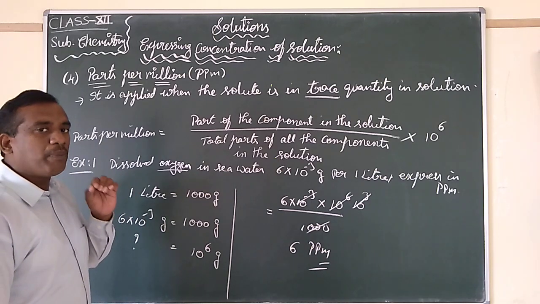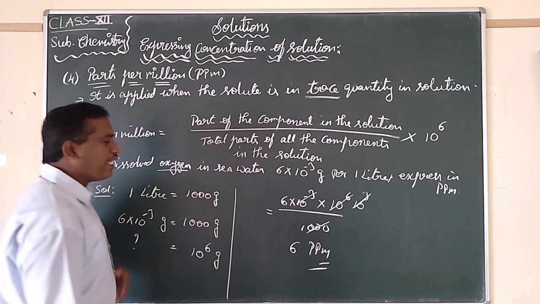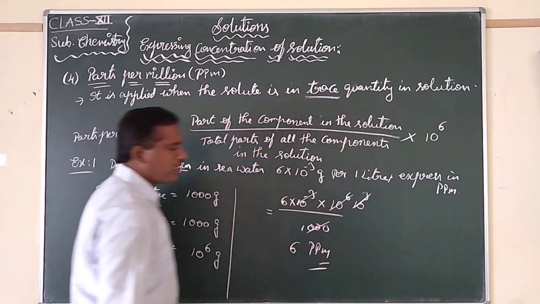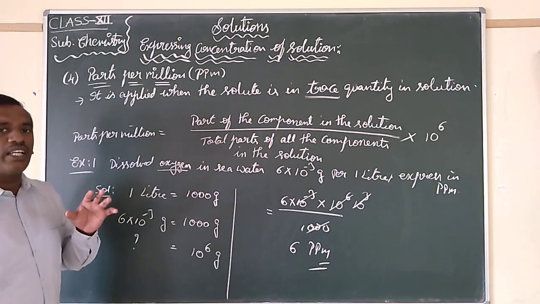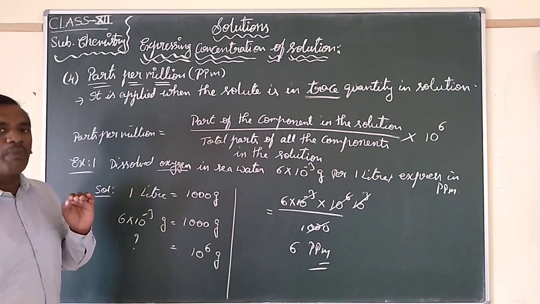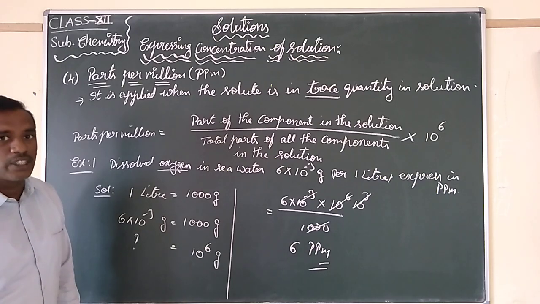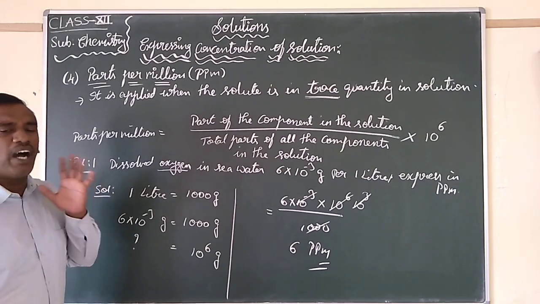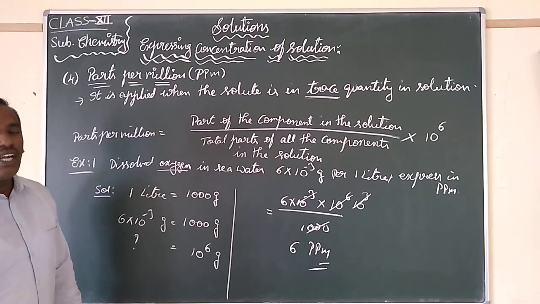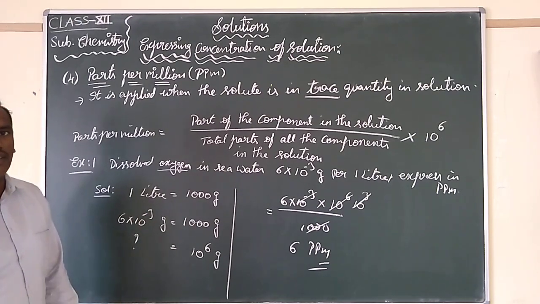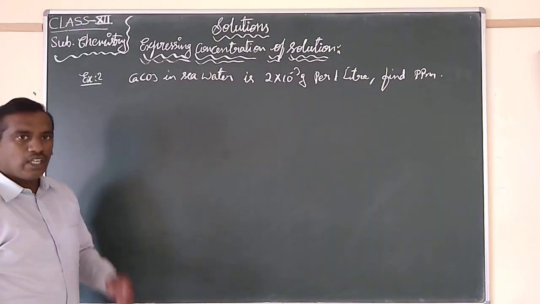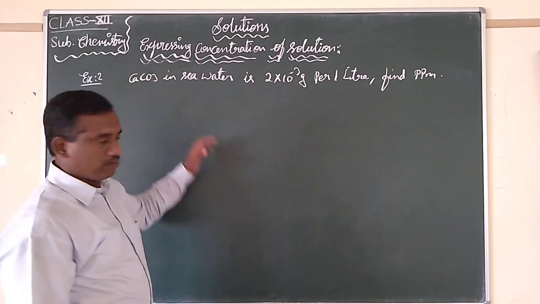The ppm of oxygen in the sea water is 6 parts per million. It means a very small number of parts out of the million. Let us take one more example. Let us see the second example.